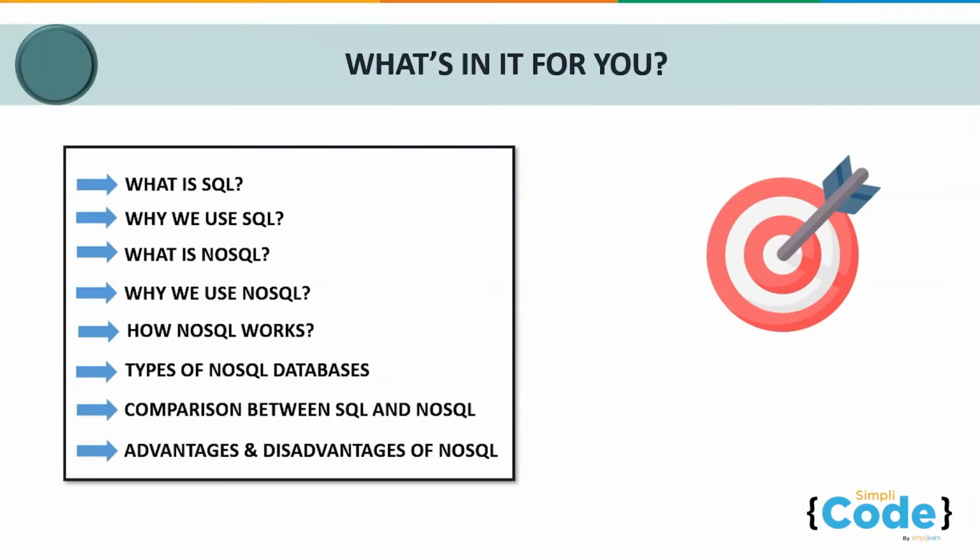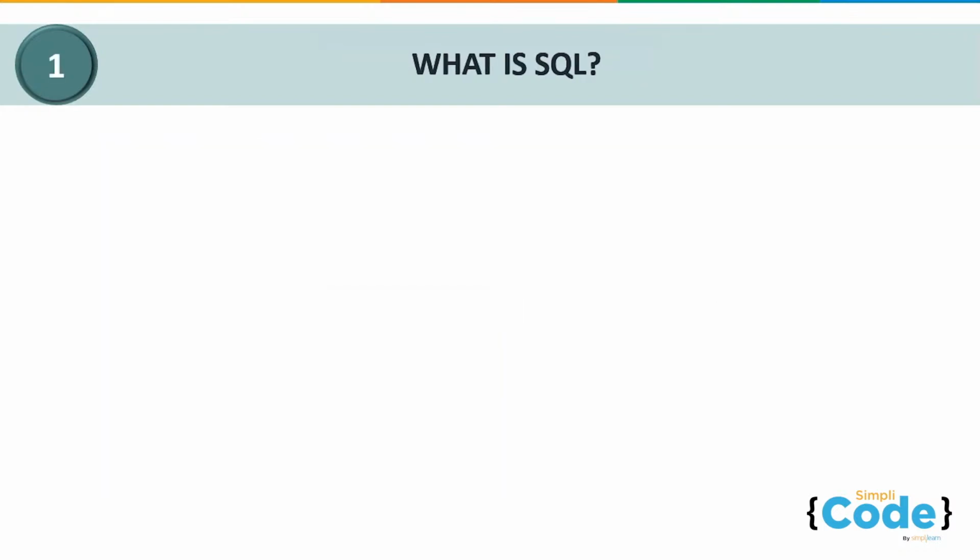Firstly, let us go through the agenda for today's session. We'll start the tutorial by understanding what is SQL, and then we'll look at why we use SQL. And after that, we'll understand what is NoSQL database, and then we'll understand why we use NoSQL. Up next, we'll understand how to use NoSQL and how exactly it works. And then we'll look at some different types of NoSQL databases. And after that, we'll have a detailed comparison between SQL and NoSQL databases. And finally, we'll conclude the session by understanding some advantages and disadvantages of using NoSQL, and we'll also look at when to use SQL as well as NoSQL. So without any further delay, let us dive straight into today's topic on SQL versus NoSQL.